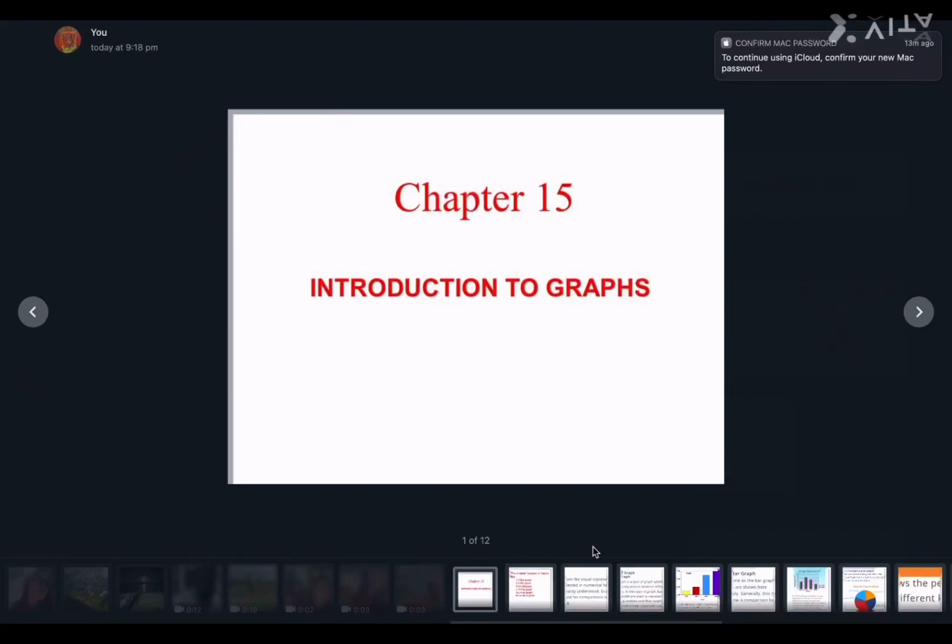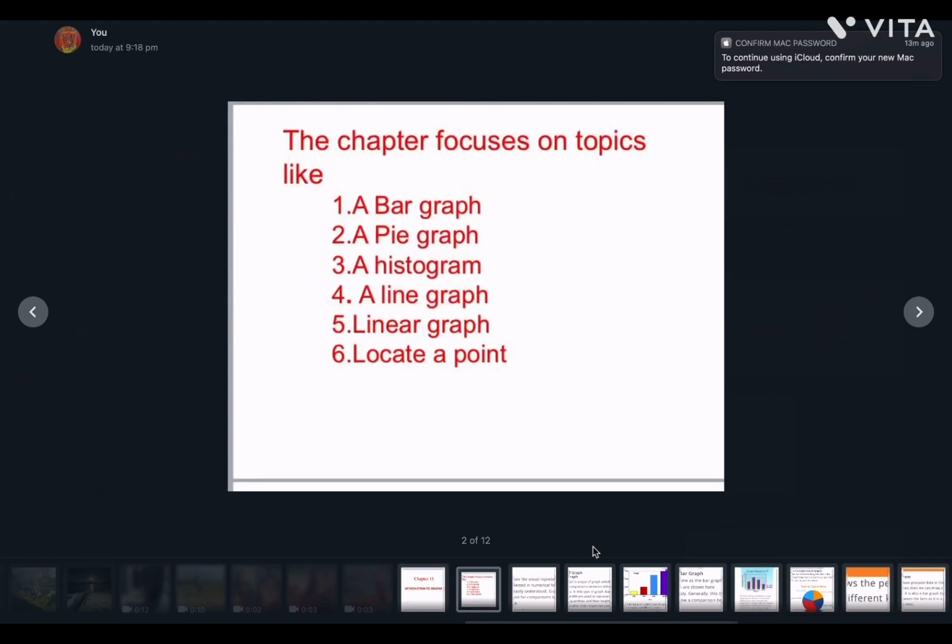Today, I'm going to start with the new chapter, chapter 15, Introduction to Graphs. Students, in this chapter, we will be discussing bar graph, pie graph, histogram, line graph, linear graph, and will also tell you how to locate a point.